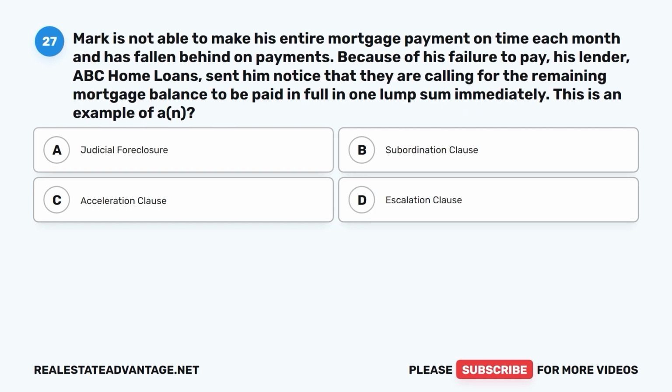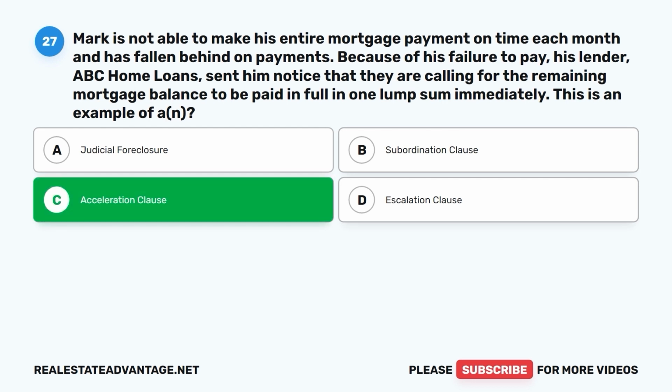Question 27. Mark is not able to make his entire mortgage payment on time each month and has fallen behind on payments. Because of his failure to pay, his lender, ABC Home Loans, sent him notice that they are calling for the remaining mortgage balance to be paid in full in one lump sum immediately. This is an example of an A. Judicial foreclosure, B. Subordination clause, C. Acceleration clause, D. Escalation clause. The correct answer is C.